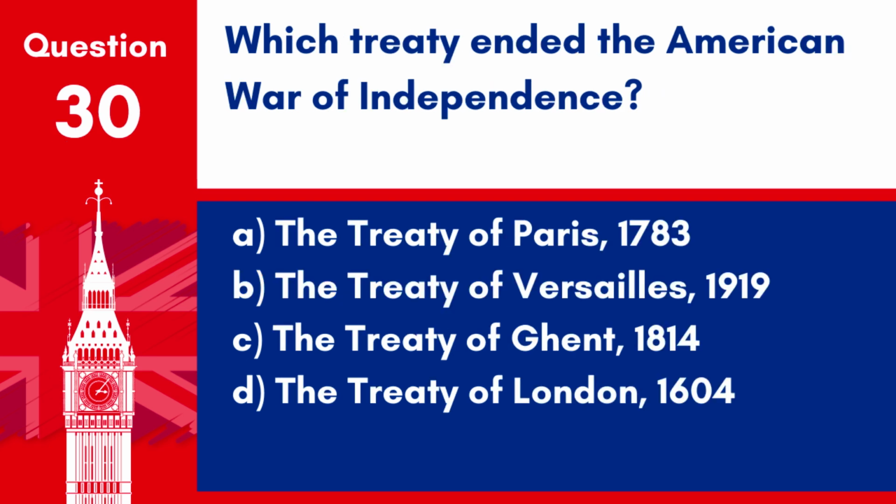Question 30. Which treaty ended the American War of Independence? A. The Treaty of Paris, 1783. B. The Treaty of Versailles, 1919. C. The Treaty of Ghent, 1814. D. The Treaty of London, 1604. Answer. A. The Treaty of Paris, 1783. The Treaty of Paris in 1783 officially ended the American War of Independence.